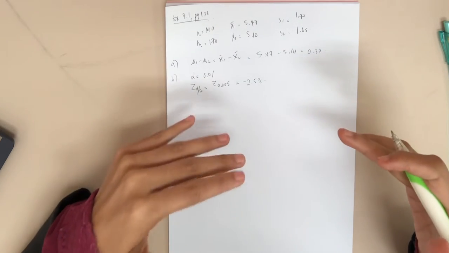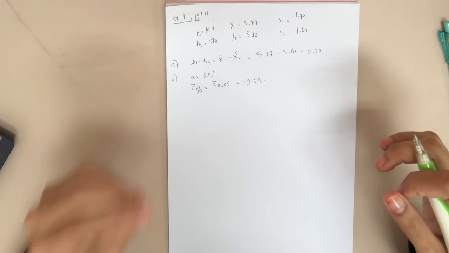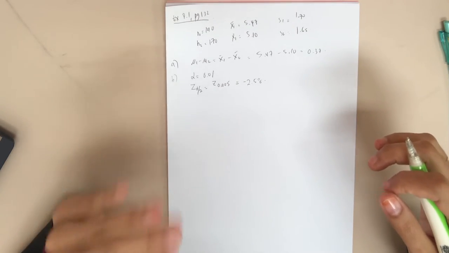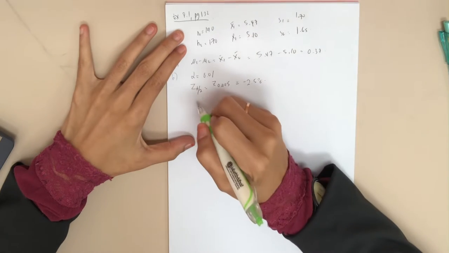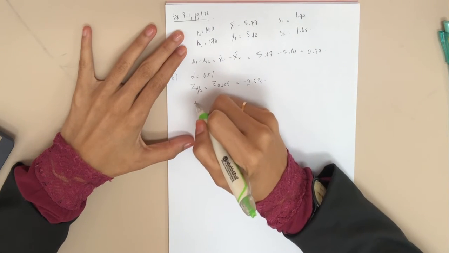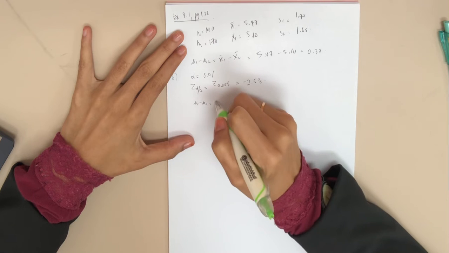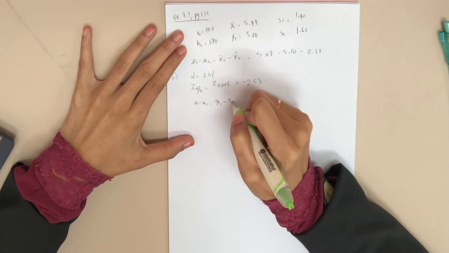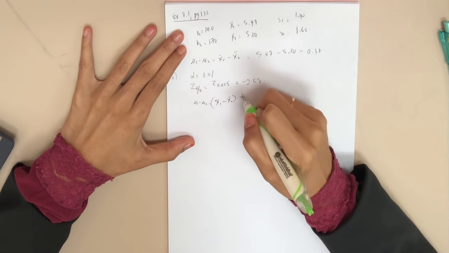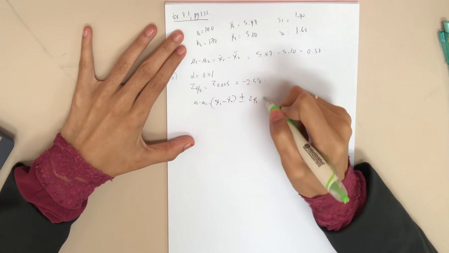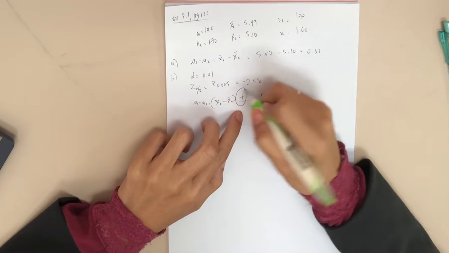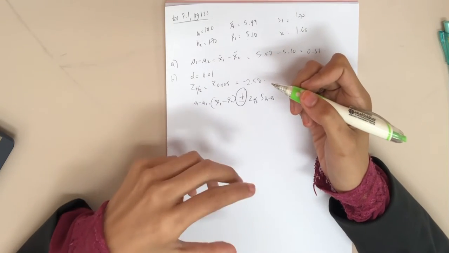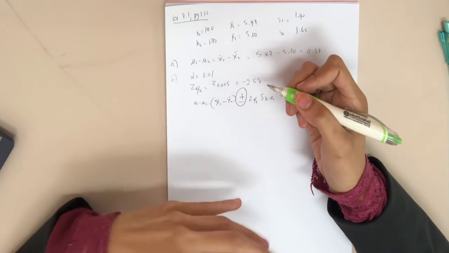Why do I say that the answer will be equal? Okay, I write the formula first. Mu1 minus mu2 will be equal to x bar 1 minus x bar 2, plus minus z alpha over 2 times the standard error of x bar 1 minus x bar 2. Okay class, this plus minus is actually the reason why we can accept both answers.